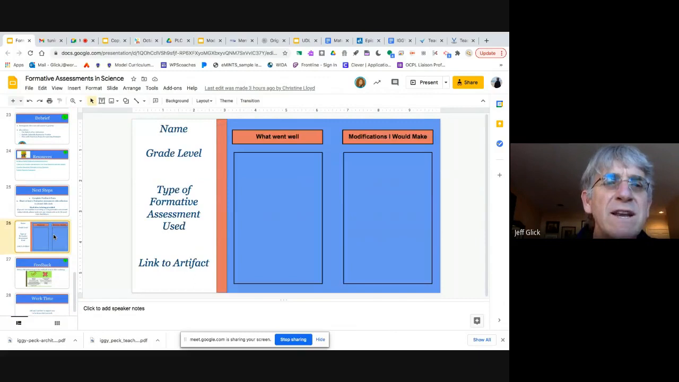So on this next slide, all you would need to do is put your grade level, the type of formative assessment you tried, and a link. What went well, and then modifications that you could make. We're going to send you the slide deck in the email, which will also include the recording of the session. Any questions about this sharing?